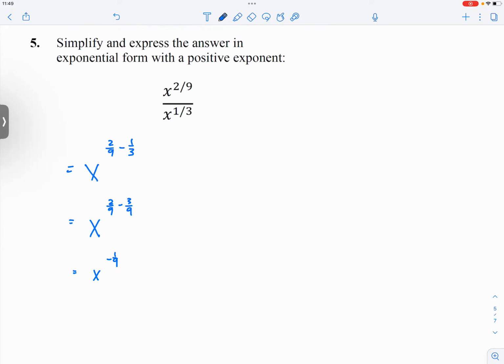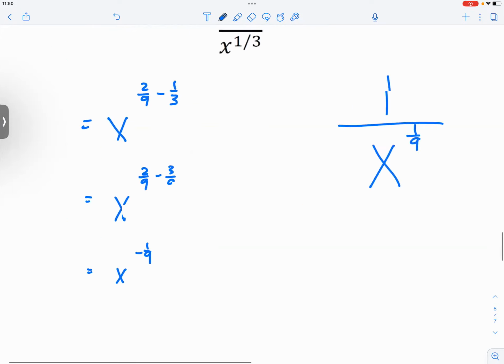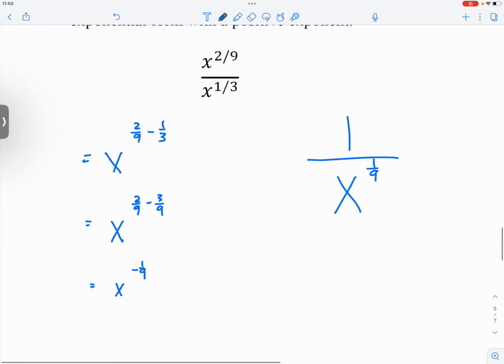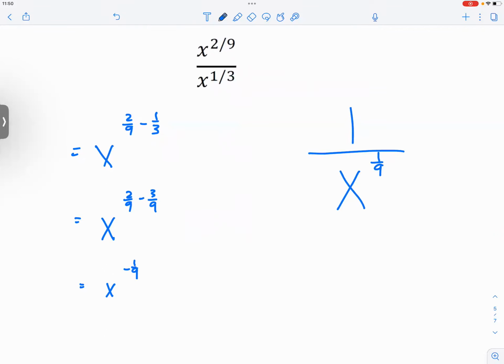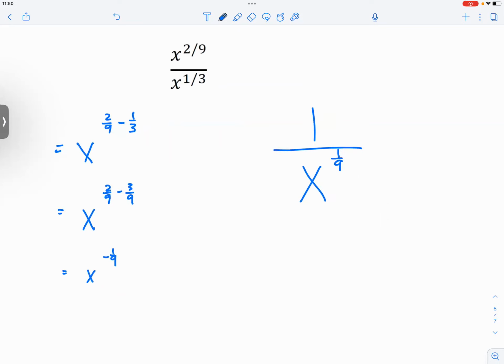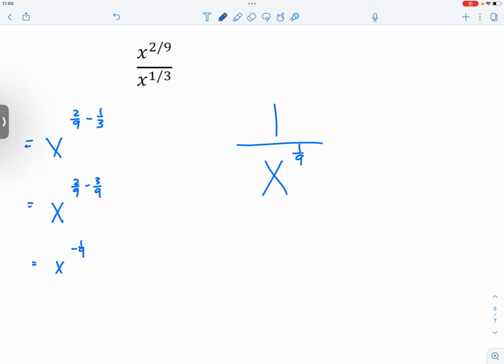So what is x to the negative 1/9 power? It is 1 over x to the 1/9 power. Okay. Now, this is where some students would get tempted because, again, they're not really familiar with the rules, or they think they are familiar, but they're not really familiar with the rules.